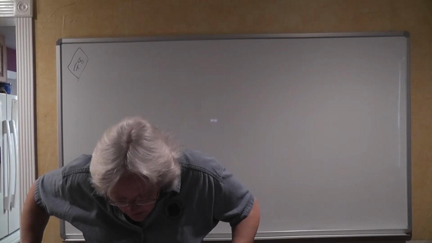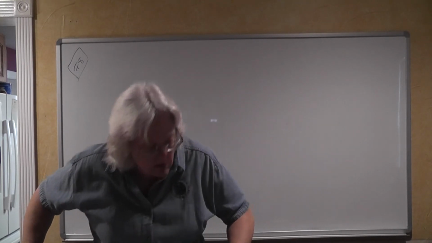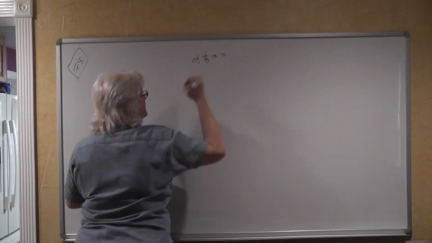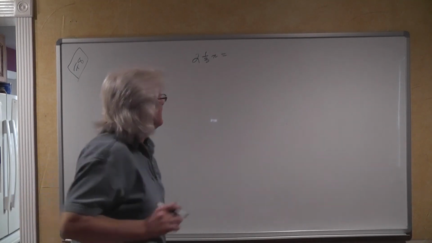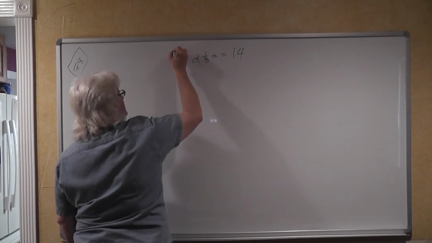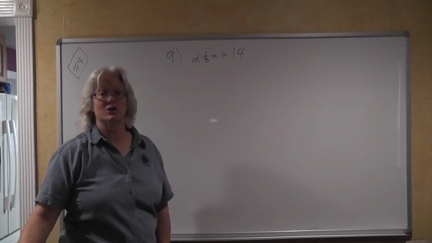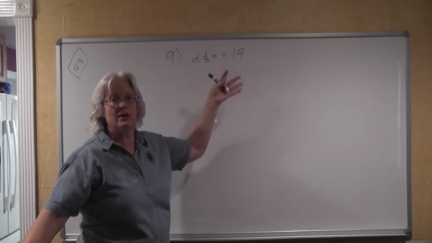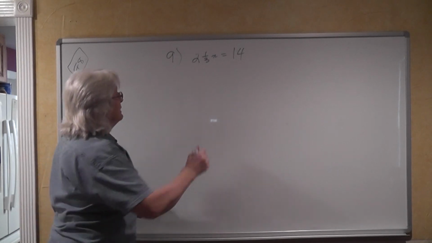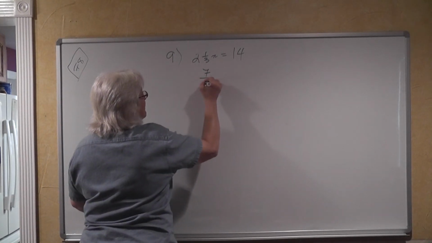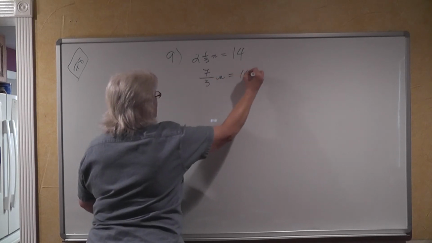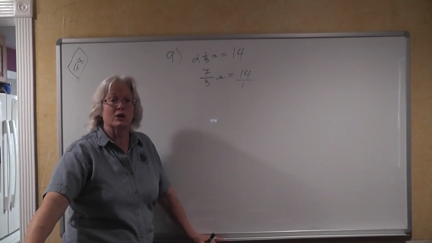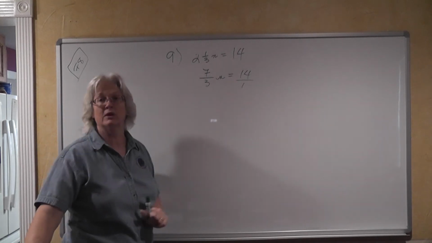Okay, problem 9 is 2 1/3 n is equal to 14. This is problem 9 of our skill check. First thing that you do, you've got that mixed number there, you can't work with it. You have to convert that to an improper fraction, which again validates why I say don't worry about converting them to mixed numbers, because you have to go back to an improper fraction anyway. 7/3 n is equal to 14 over 1.